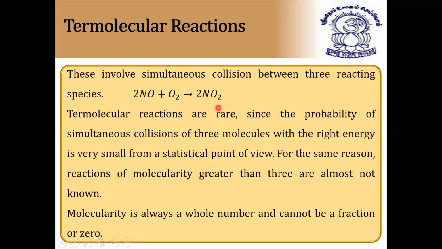Rare means they will not occur easily, because all three molecules should collide with each other with the right energy, which is very unlikely from a statistical point of view. For the same reason, reactions of molecularity greater than three are almost unknown. So this is termolecular, but more than three is almost not known. Molecularity is always a whole number. It cannot be a fraction or zero, because molecularity means only the reacting species in the elementary step, so it cannot be zero.